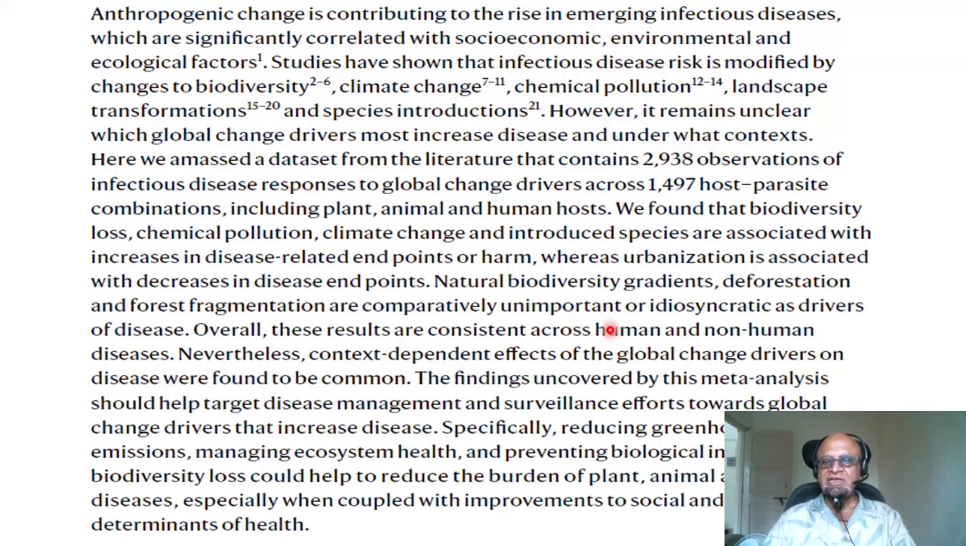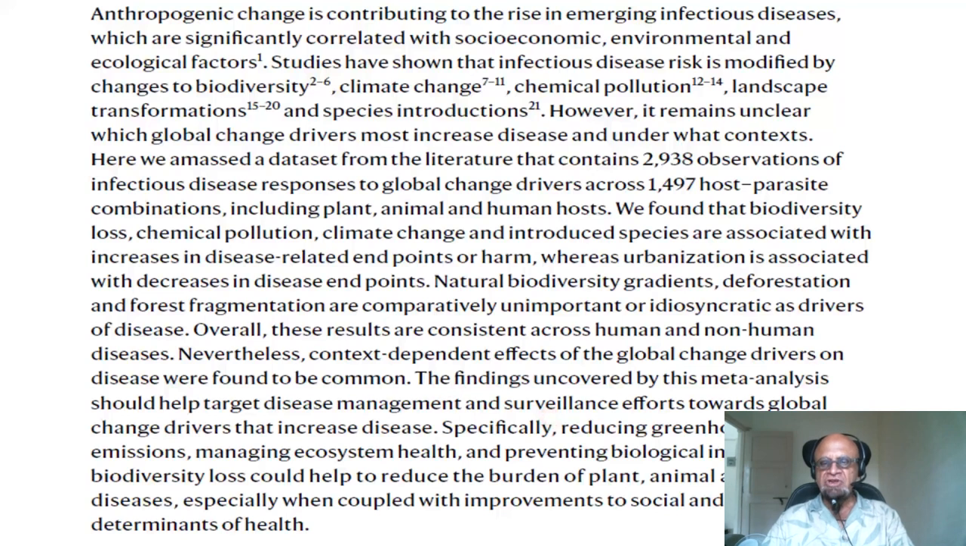Natural biodiversity gradients, deforestation, and forest fragmentation are comparatively unimportant or idiosyncratic as drivers of disease, so they may be very location specific. No overall global picture emerges out of deforestation, forest fragmentation, and biodiversity gradients. Overall, these results are consistent across human and non-human diseases. Nevertheless, context-dependent effects of the global change drivers on diseases were found to be common.